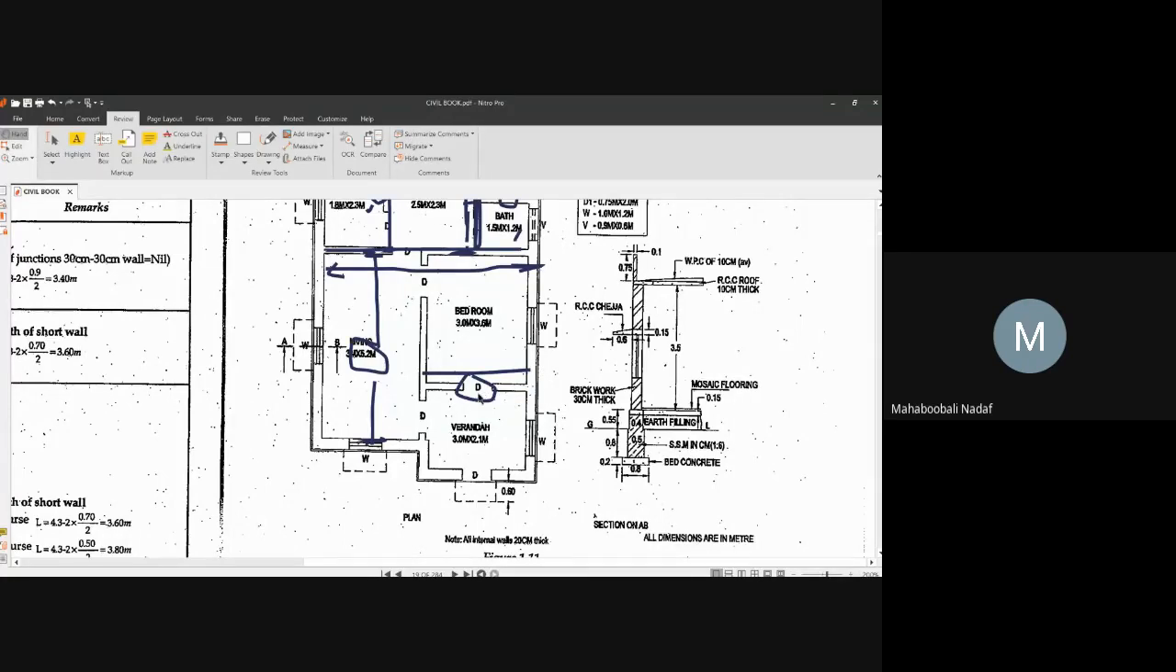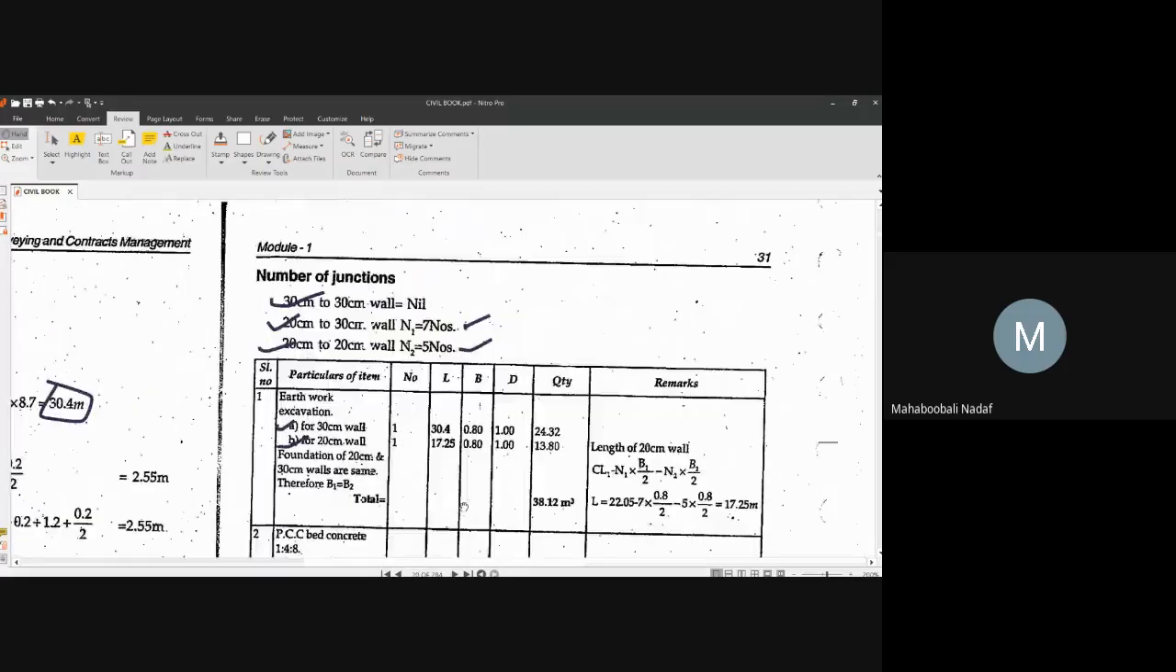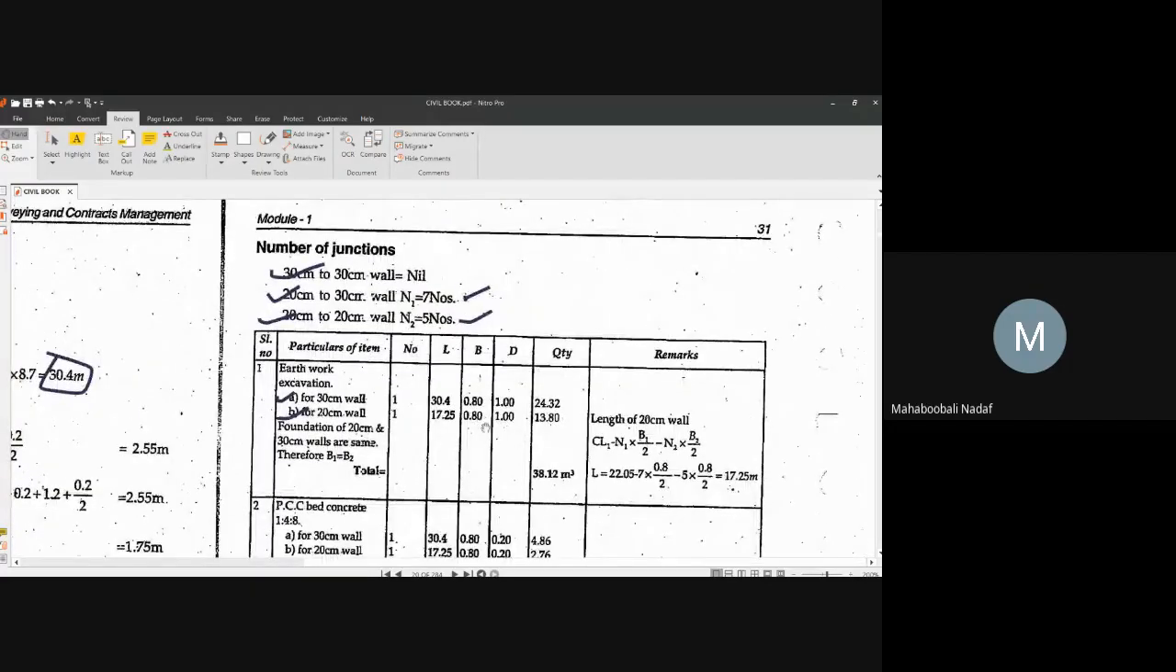No, there should be no confusion here. Excavation, PCC, and side-stone masonry all have the same dimensions B and D, for 30 as well as 20. Okay? Now going to the calculation, as usual. How to write this one?